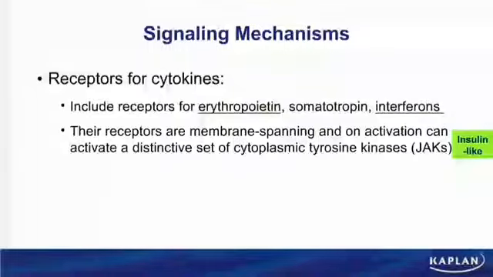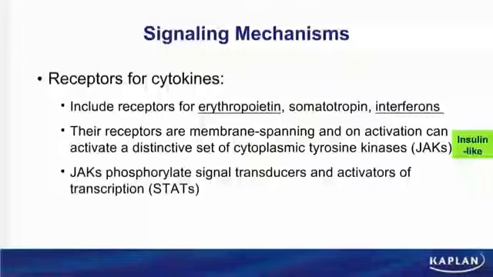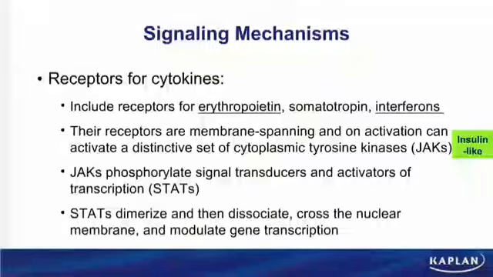JAKs are going to phosphorylate STATs. STATs are signal transducers and activators of transcription. STATs are very steroid-like because they mediate the gene expression part of this receptor. So if I were to put those two pieces together, how would you describe a cytokine receptor? It's like an insulin receptor has combined with a steroid receptor. I've got a tyrosine kinase activity with gene expression. JAK is a separate molecule, STAT is a separate molecule, and both are distinct from the receptor.